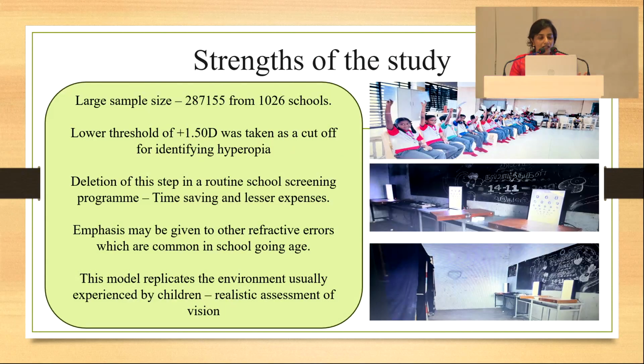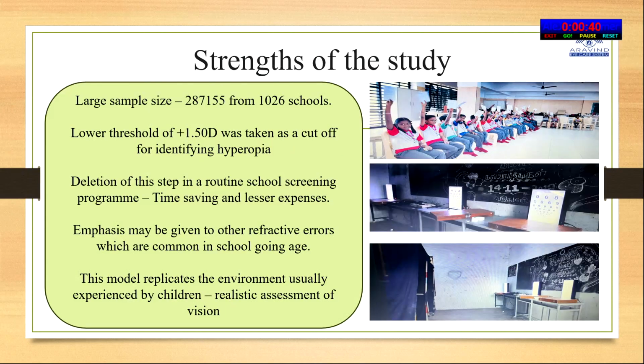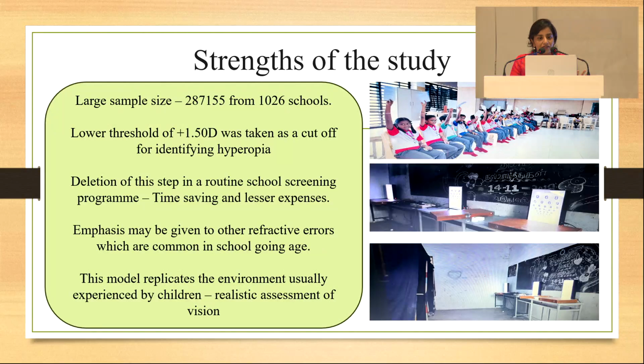Coming to the strengths, we had a large sample size of 287,155 students, and a lower threshold of 1.5 diopters was taken as a cutoff for identifying hyperopia. Deletion of this step would mean time saving and lesser expenses. Emphasis may be given to other refractive errors which are much more common in the school-going age, and this model replicates the environment usually experienced by children, giving a realistic assessment of vision.